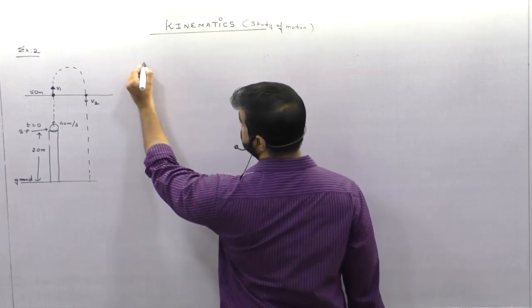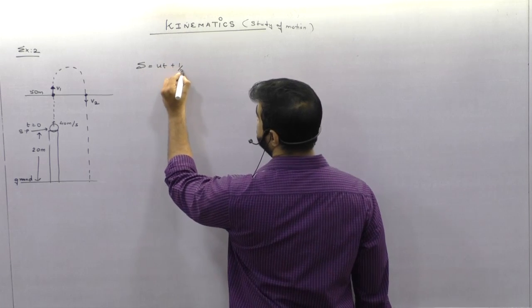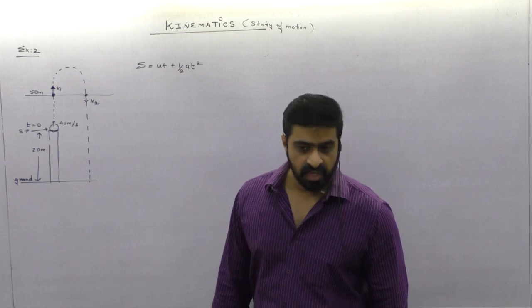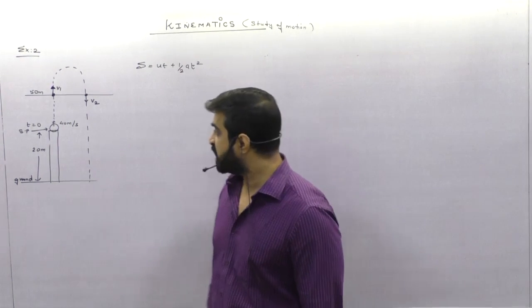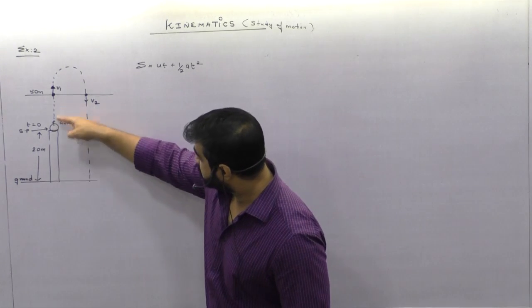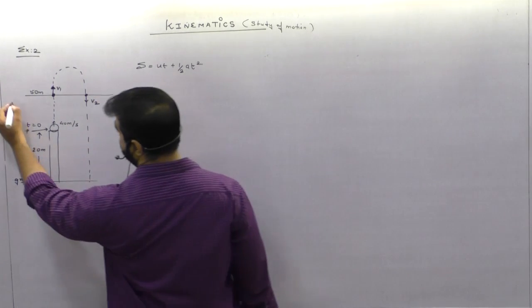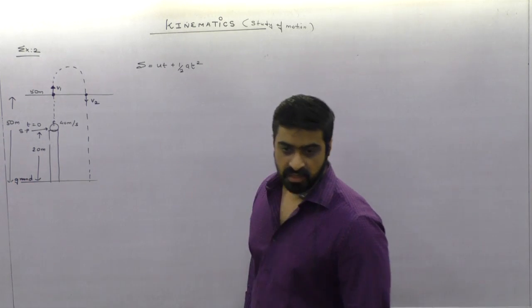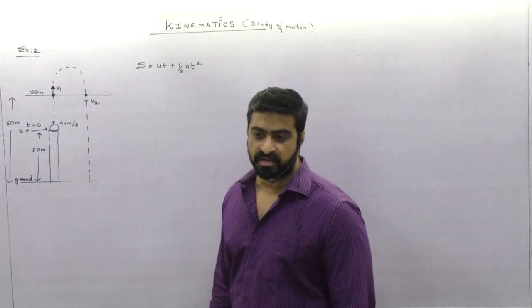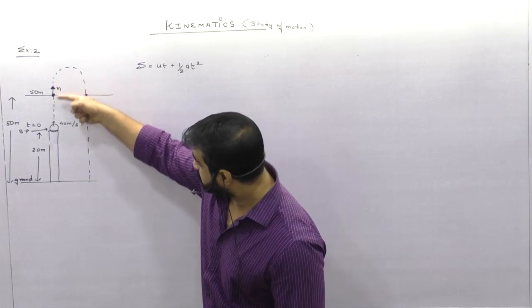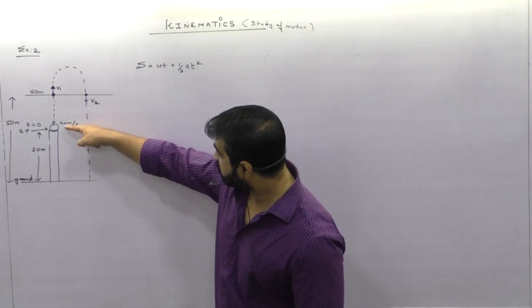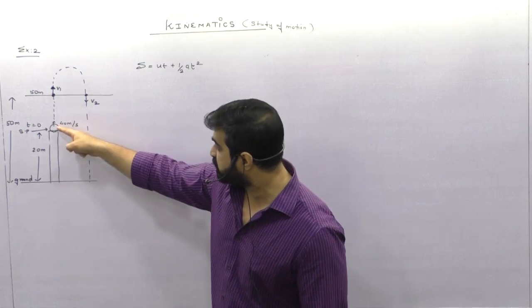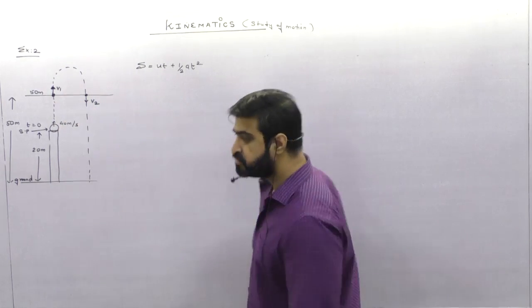I'll use the formula S is ut plus half at square. I know this is my starting point. And what are the conditions? Displacement is always measured from the starting point. So I need to go from here till here. The total distance from here to here is 50. Displacement will always be written as r_f bar minus r_i bar. So 50 minus 20 will become 30, 30 going up. Displacement is always measured from the starting point, so this will be plus 30.